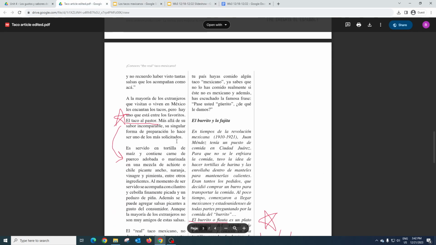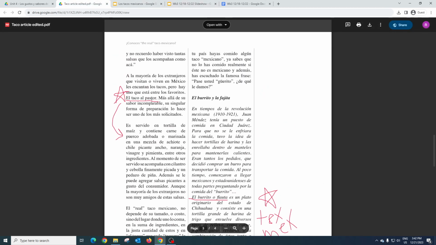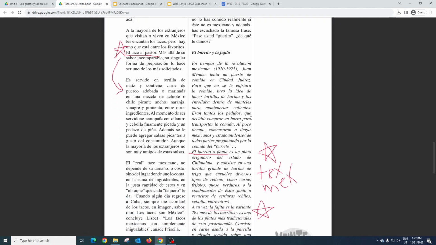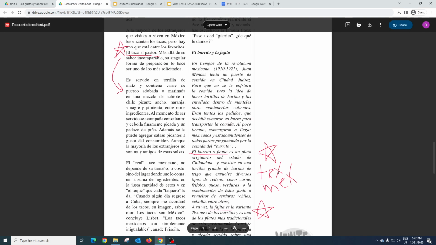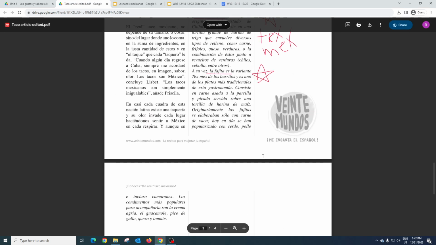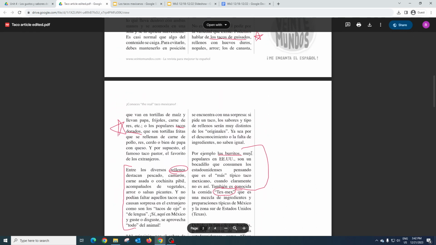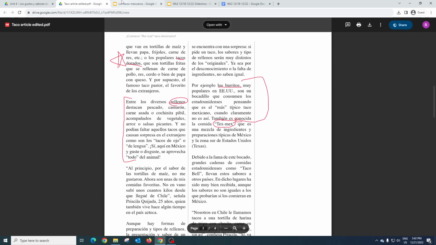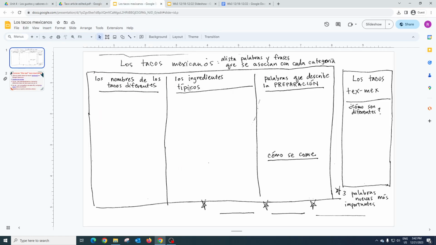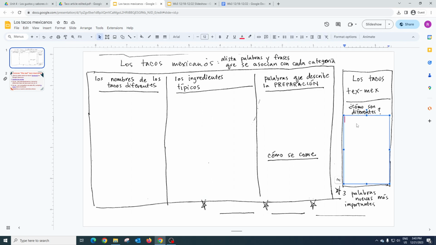Then on the second to last page, we have taco al pastor, and then down here it describes it better. And then el burrito y la fajita is also included in la flauta, and that's in the Tex-Mex category. Honestly, if we had the time to actually read this correctly, way up here it talks about how that is part of the Tex-Mex, and then down here it describes what's in it. But you can still put all of that information in los ingredientes típicos. I think that's fine to put in here, or maybe you could just put it over here. That's why it's better to just watch this video.